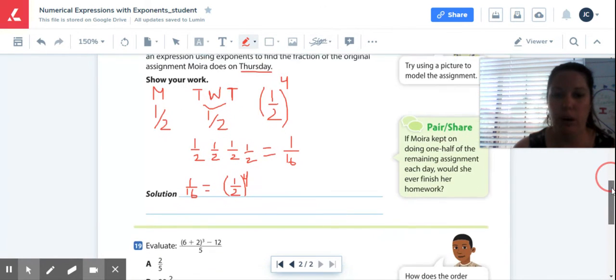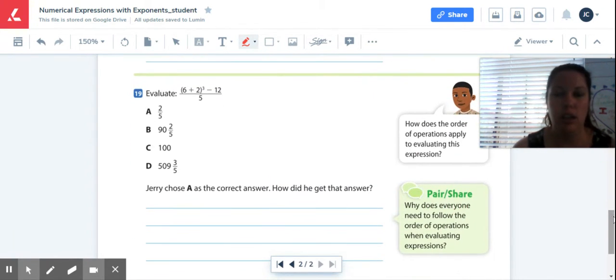Okay, next problem, number 19. We're going to evaluate this problem here. And so I want to remind you that we are doing, I'm going to put it right here, PEMDAS, P-E, that's a weird E, M-D-A-S.